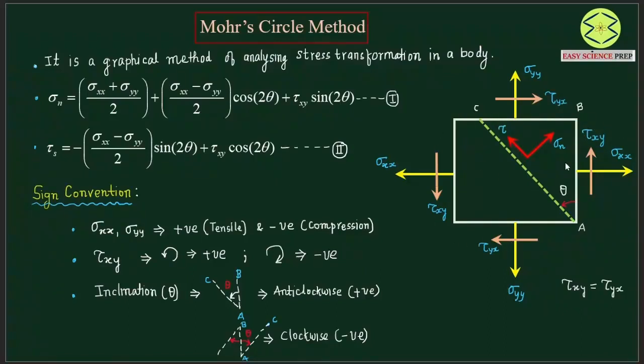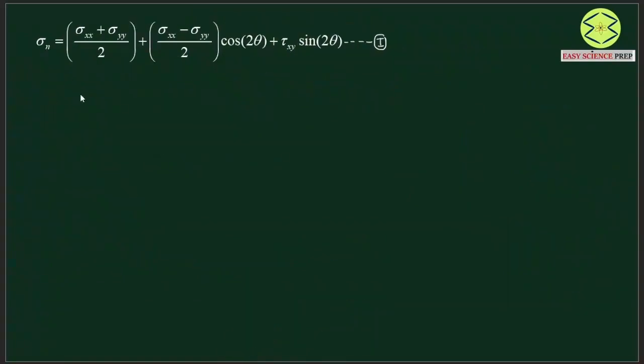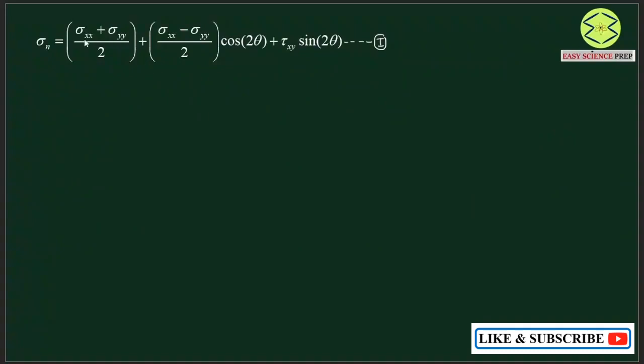Only the variables here are the shear stress acting on the inclined plane and the normal stress acting on the inclined plane. So the important thing is that sigma xx, sigma yy and tau xy are not going to change. They are constant values acting on these planes. The variables are only theta, normal stress and shear stress, because we are going to change the position of the inclined plane. Okay, so let me take this first equation. We can assume that sigma xx and sigma yy are constant. So sigma xx plus sigma yy by 2 is also constant.